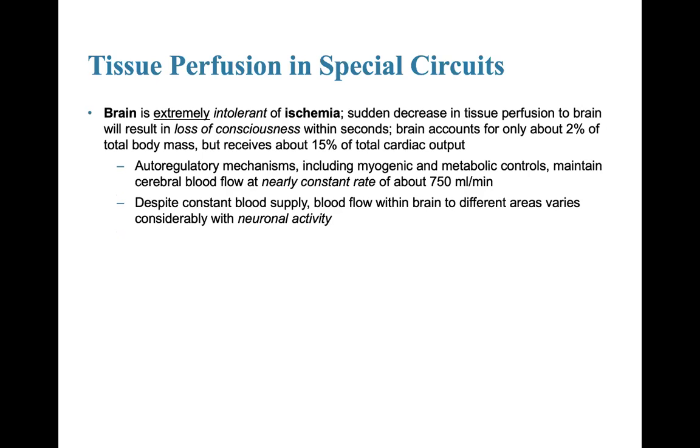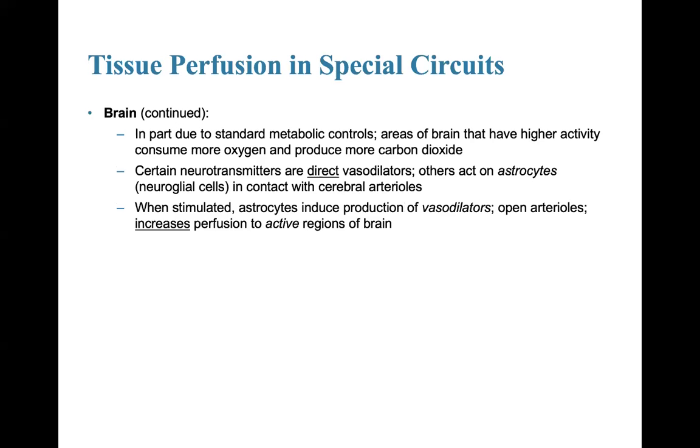The brain, on the other hand, is extremely intolerant of ischemia. Sudden decrease in tissue perfusion to the brain will result in loss of consciousness within seconds. The brain only accounts for about 2% of the total body mass, but it actually receives about 15% of the total cardiac output. Autoregulatory mechanisms include myogenic and metabolic controls, maintaining cerebral blood flow at nearly a constant rate of about 750 mL per minute. Despite the constant blood supply, blood flow within the brain to different areas varies considerably with neuronal activity.